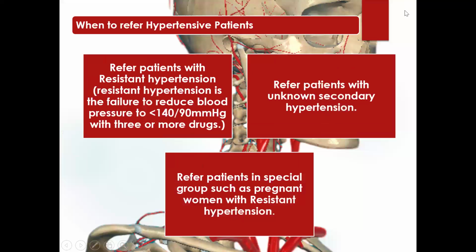When do you need to refer a hypertensive patient? Refer patients with resistant hypertension. That is, resistant hypertension is failure to reduce the blood pressure to below 140/90 mmHg with 3 or more drugs. Also, refer patients with unknown secondary hypertension. Also, refer patients in a special group, such as pregnant women with resistant hypertension.